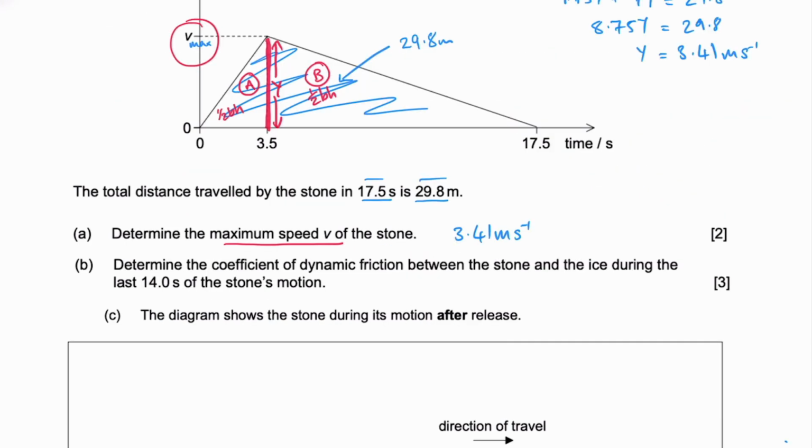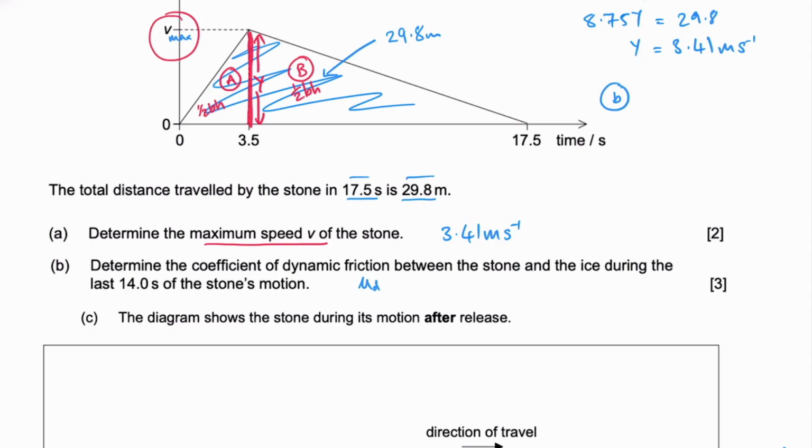B, determine the coefficient of dynamic friction between the stone and the ice during the last 14 seconds of the stone's motion. During the last 14 seconds, we know that it is decelerating. It's decelerating due to the force of friction, and that force of friction is causing a deceleration. We can use F equals ma to find the value of that deceleration. But actually, we don't want to find the value of the deceleration. We want to find the value of mu d.